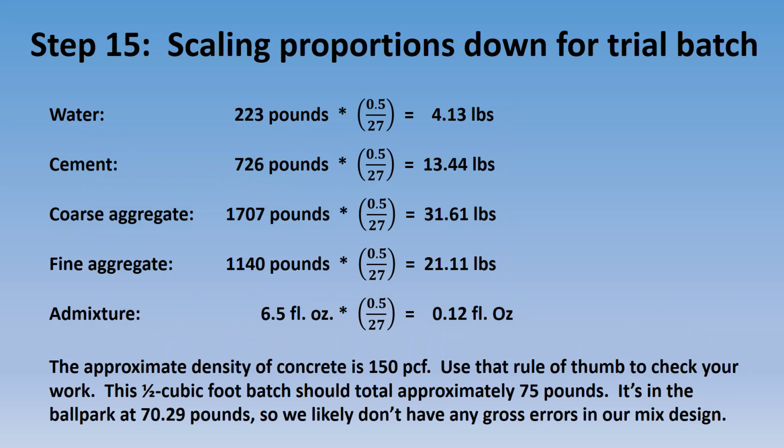And then just one last common sense check on yourself. You know, the approximate density of concrete is around 150 pounds per cubic foot. Use that rule of thumb to check your work. A 1/2 of a cubic foot batch then should be half of 150, or around 75 pounds. And if we add up all of these values that we just came up with, it adds up to 70.29 pounds. It's in the ballpark. It's not likely that we have any gross errors in our mix design.